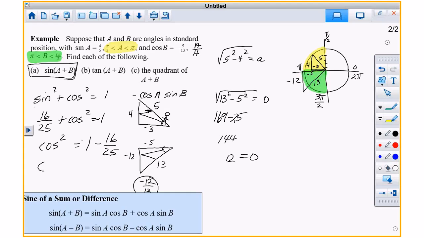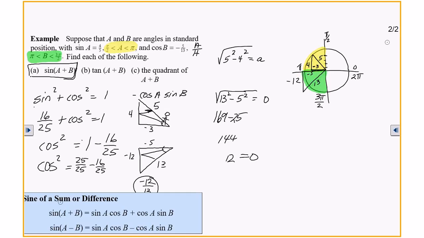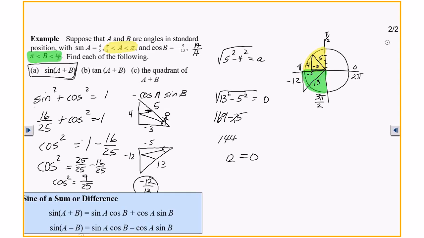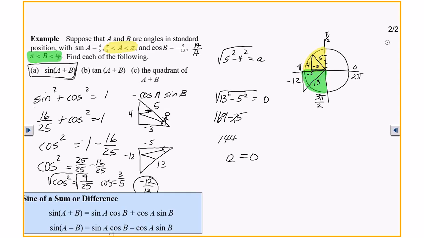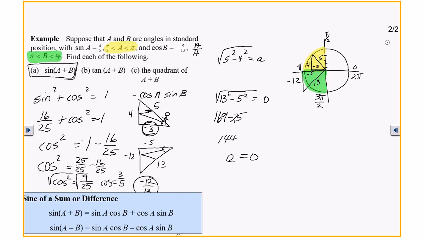All right, so cosine squared is equal to 25 over 25 minus 16 over 25, which is what? Cosine squared is equal to 9 over what? 25. And what's the square root of 9 over 25? Cosine is equal to 3 over what? And what did I tell you it was? I already told you it was 3/5. So you can use the Pythagorean identity or you can use this.